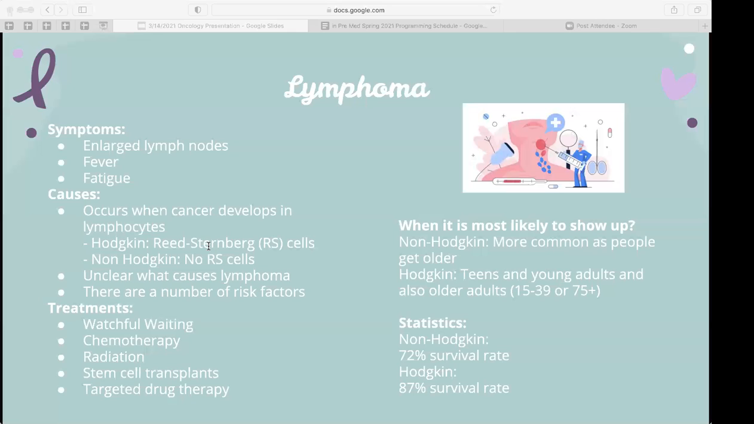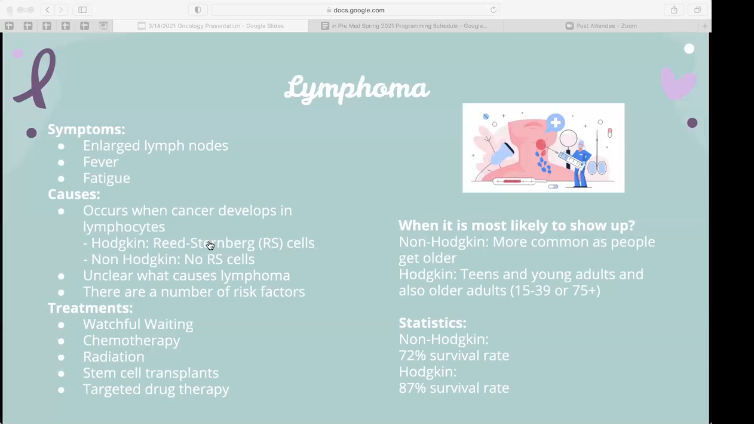Chemotherapy, radiation, stem cell transplants, and targeted drug therapy are also used. So when is lymphoma most likely to show up? Non-Hodgkin is more common as people get older, while Hodgkin is more common amongst teens and younger adults. However, they can both show up at any time.